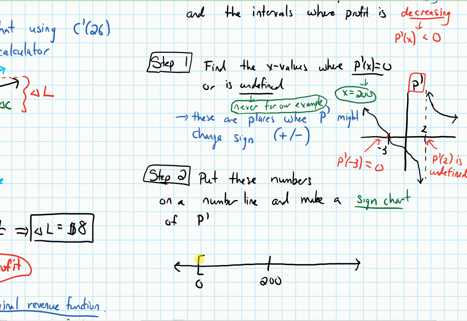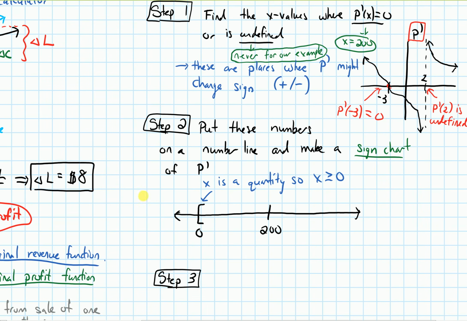There is one other value I'm going to put on my number line, which is 0, and I'm going to put a bracket like this at 0. The reason I'm doing that is because x, my variable, is a quantity, so x has to be greater than or equal to 0. So when I work with my number line, I only care about what's happening to the right of 0, or maybe exactly at 0, because x represents a quantity. That's the reason I'm putting 0 there. All right, so that's step 2, just making that number line.